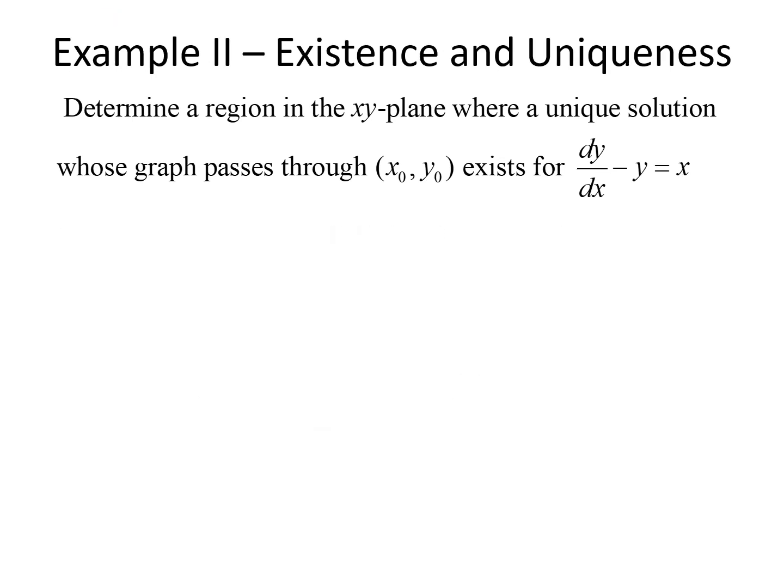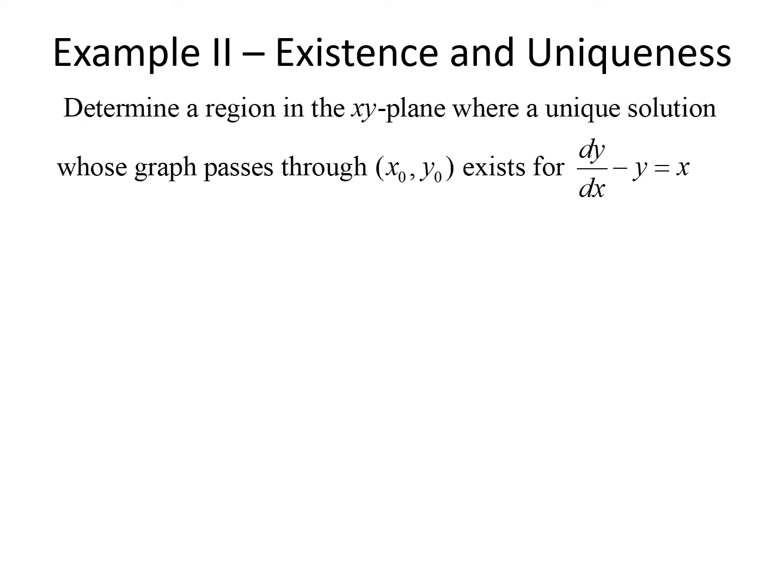All right, let's look at a second example with existence and uniqueness. So this time we want to determine a region in the xy plane where a unique solution whose graph passes through x naught, y naught will exist for the differential equation dy/dx minus y is equal to x. The first thing that we're going to do in this problem is we're going to rewrite the differential equation so that it's in the proper form.